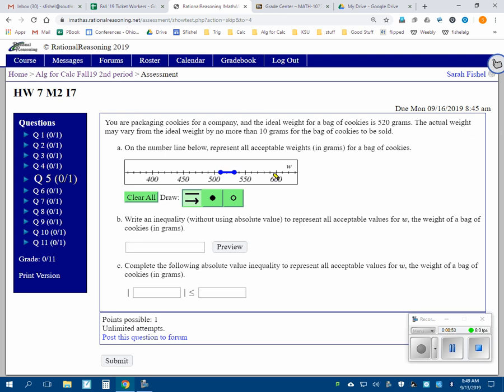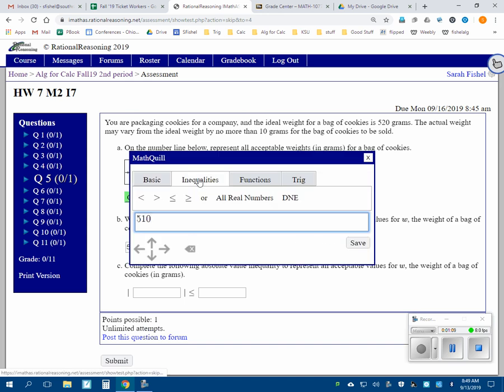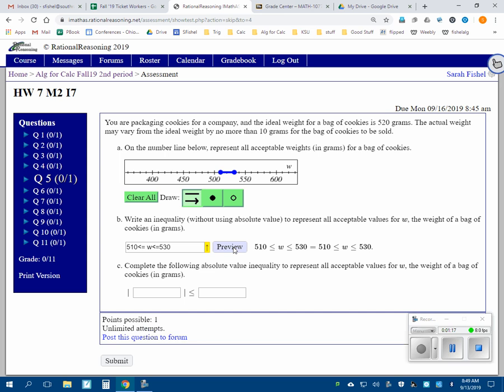Right. So you have to always use whatever variable they've defined, which they have a W right here. So what is it? How do you get the less than or equal to here? Less than or equal to W less than or equal to 530. Right, so W is greater than or equal to 510 would be the same thing. Are we okay with that inequality?